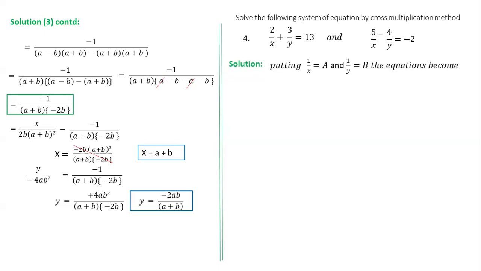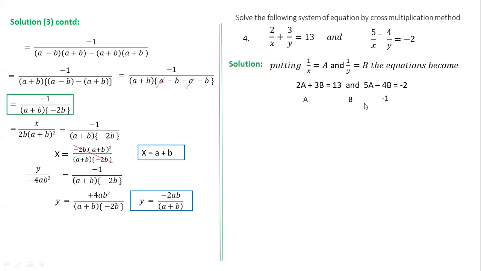Put 1 upon x as a and 1 upon y as b. The equation will take the form 2a plus 3b is 13, 5a minus 4b is minus 2. The equation has taken a simple form. Now you can do the thing as usual. a, b, minus 1. Understood?